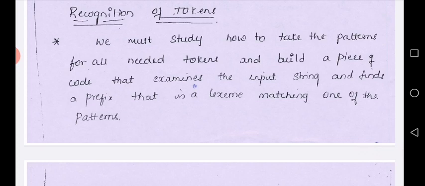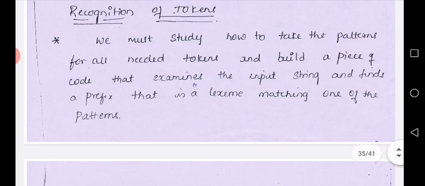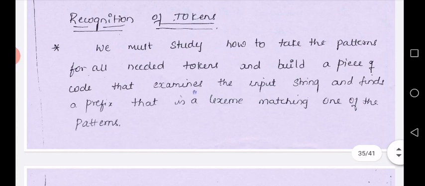Relational operator means less than, greater than, equal to, such kind. Greater than or equal to, less than or equal to, not equal to. These are all what we consider relational operators. Sometimes we are also identifying a series of strings. For those types of inputs, whatever statements we have in our source program, for each and every statement we need to generate the tokens.